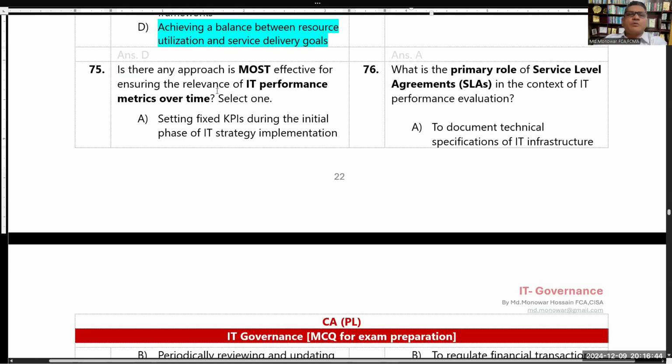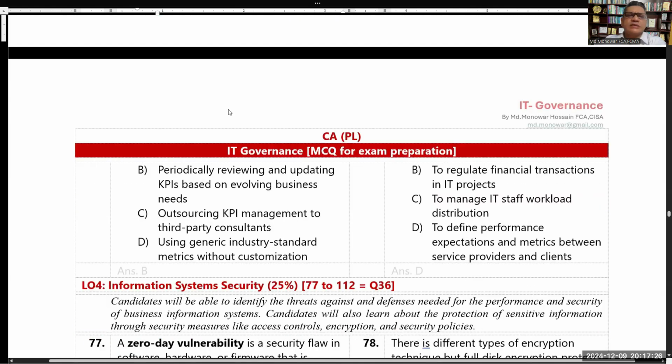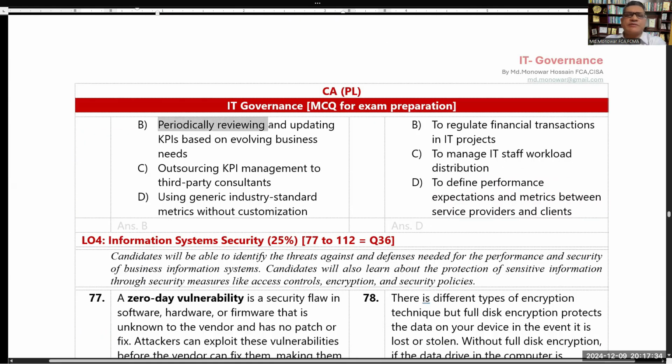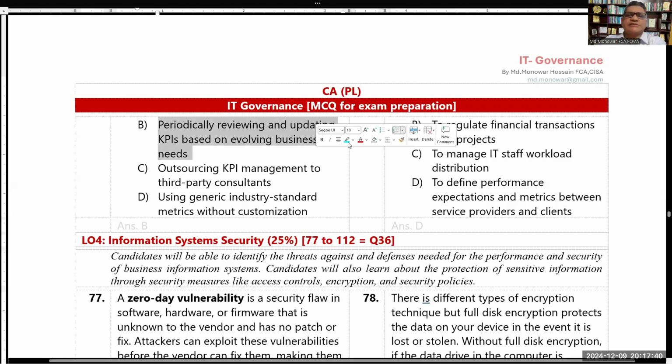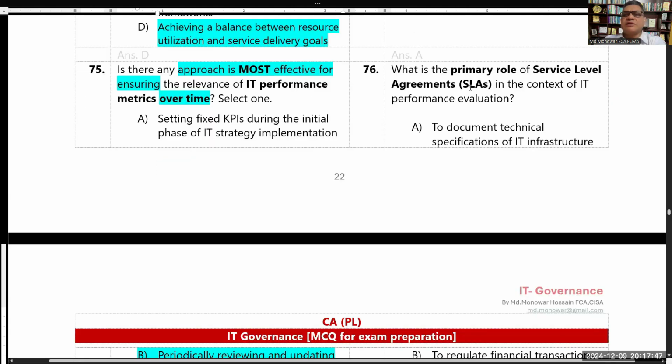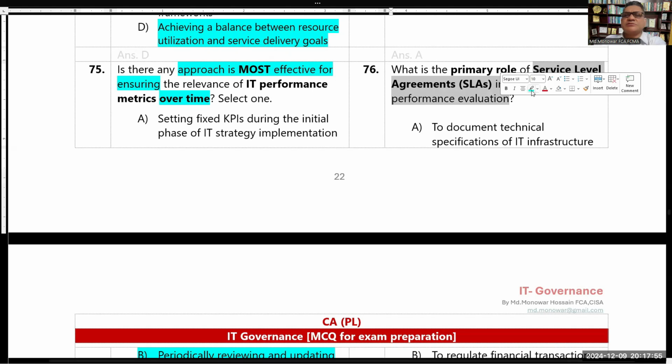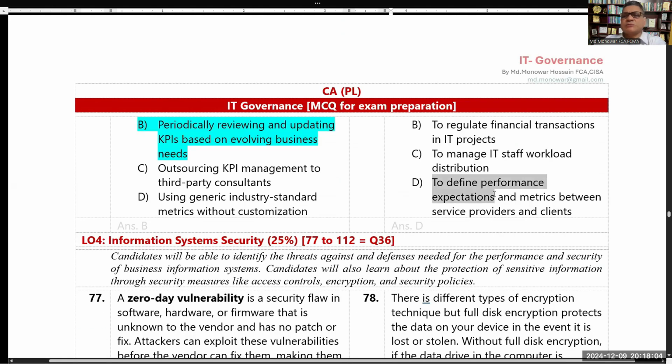Which approach is most effective for ensuring the relevance of IT performance metrics over time? Select one. Yes, periodically reviewing and updating KPIs based on evolving business needs. Answer B. What is the primary role of a service level agreement (SLA) in the context of IT performance evaluation? To define performance expectations and metrics between service providers and clients.